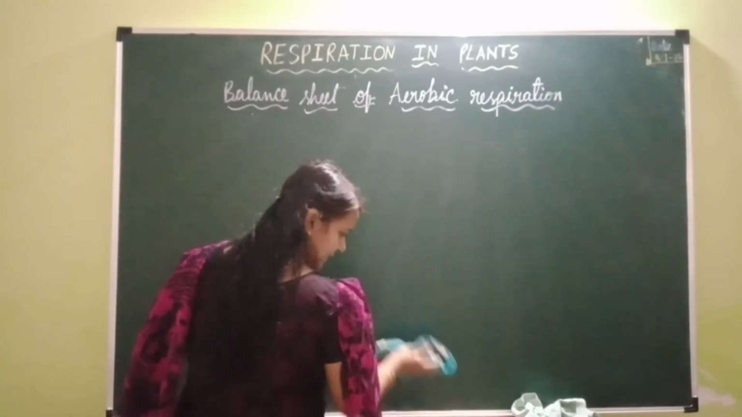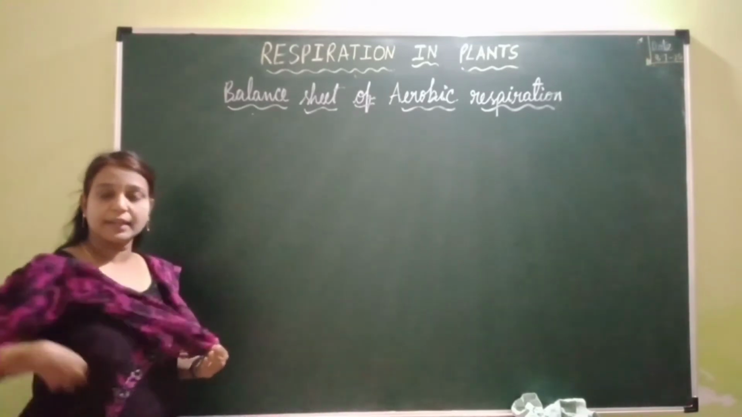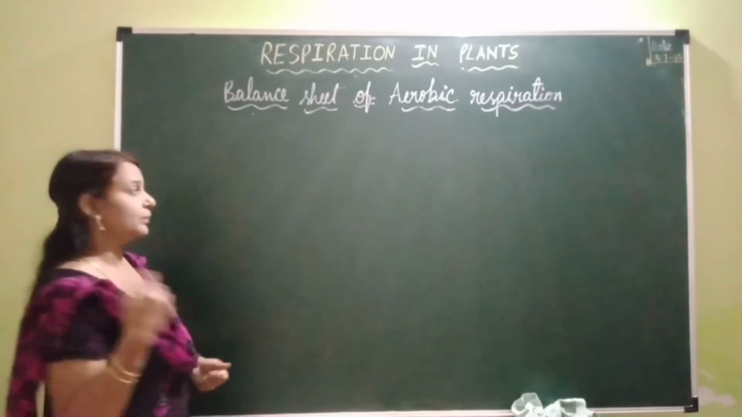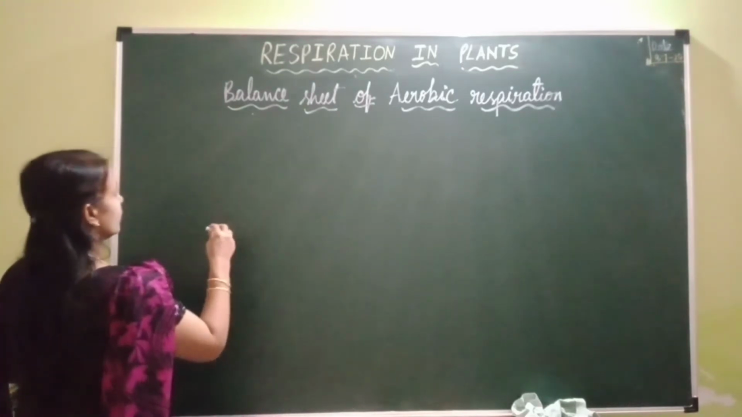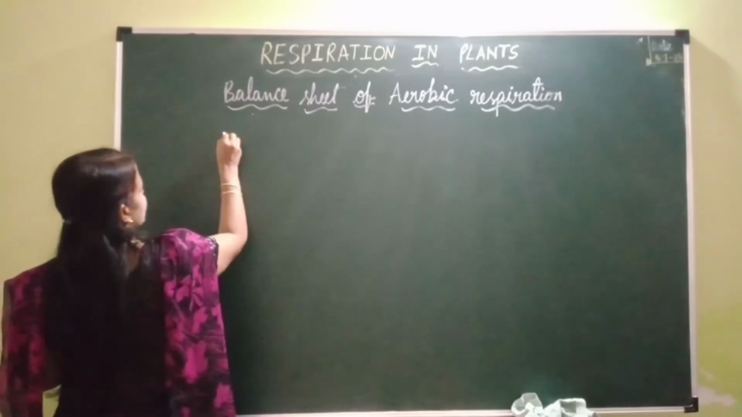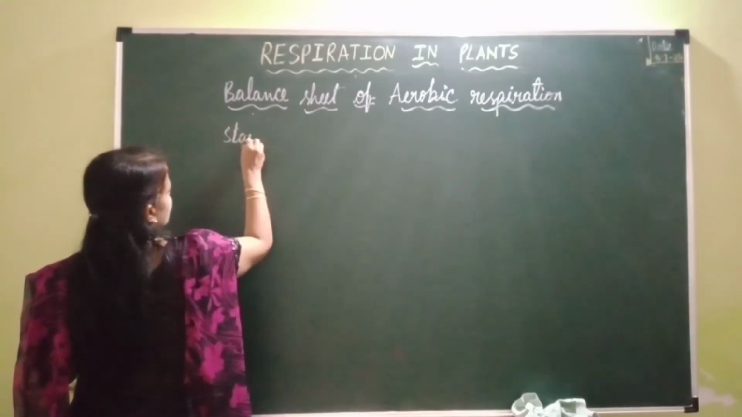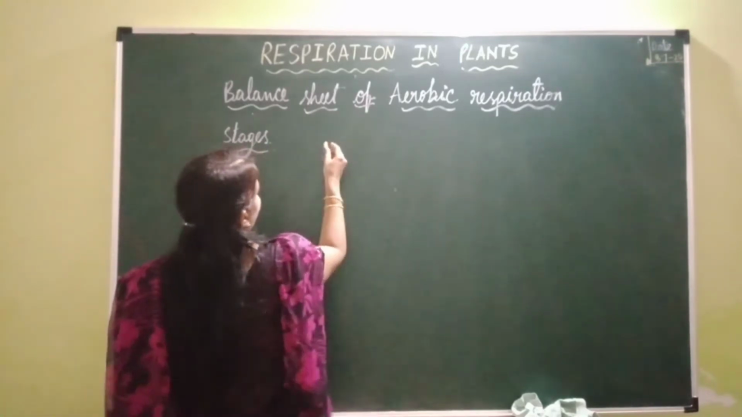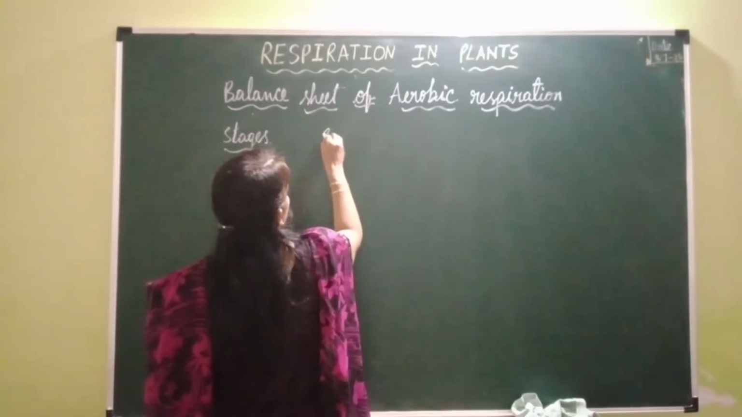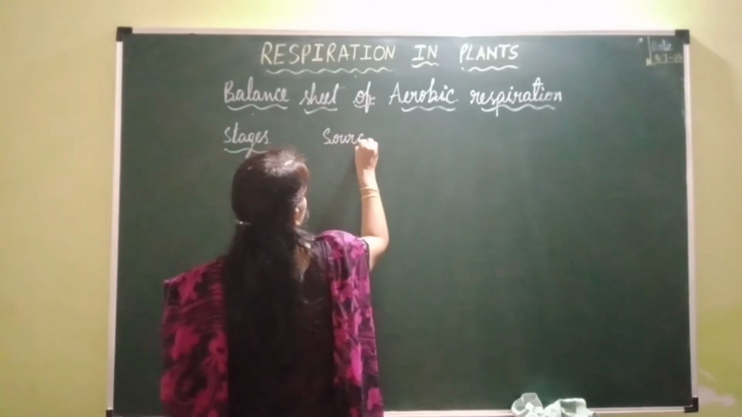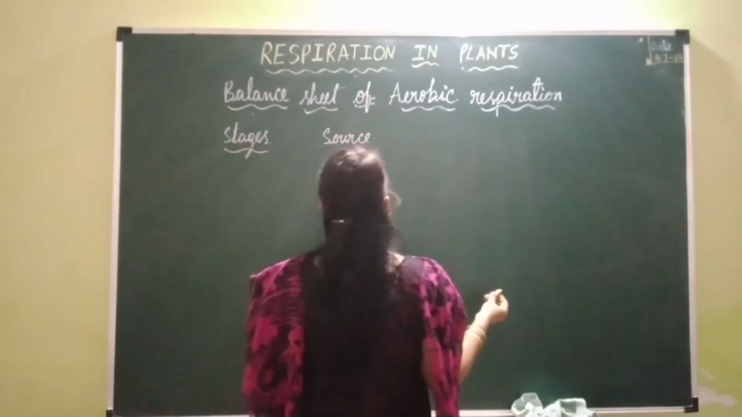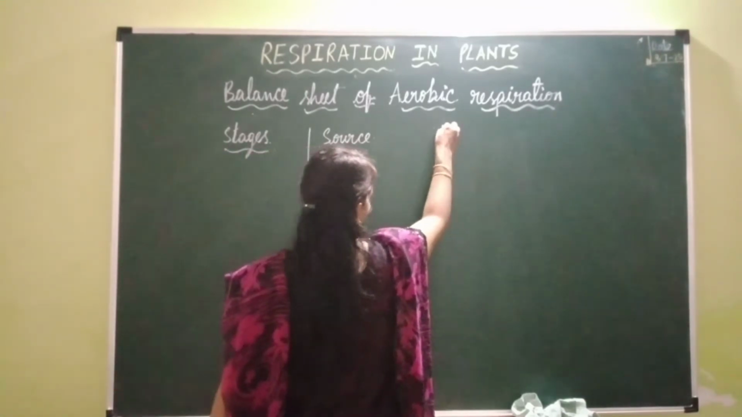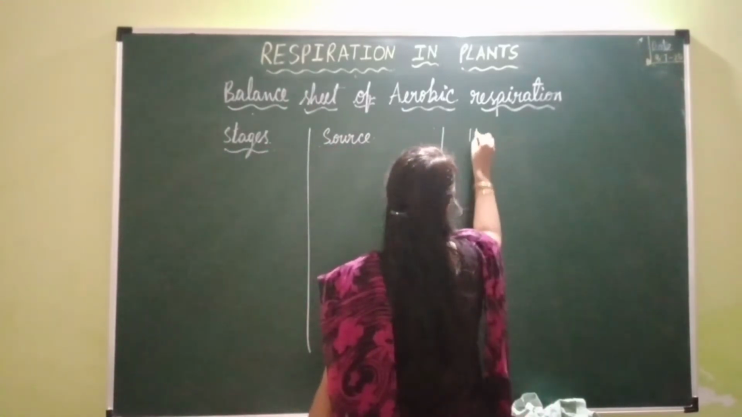Okay, so let's see, based on these assumptions, how many ATPs are formed by the breakdown of one molecule of glucose through aerobic respiration. So the stages during which this ATP is formed, then the source, which can be either SLP or OP, and the number of ATP.